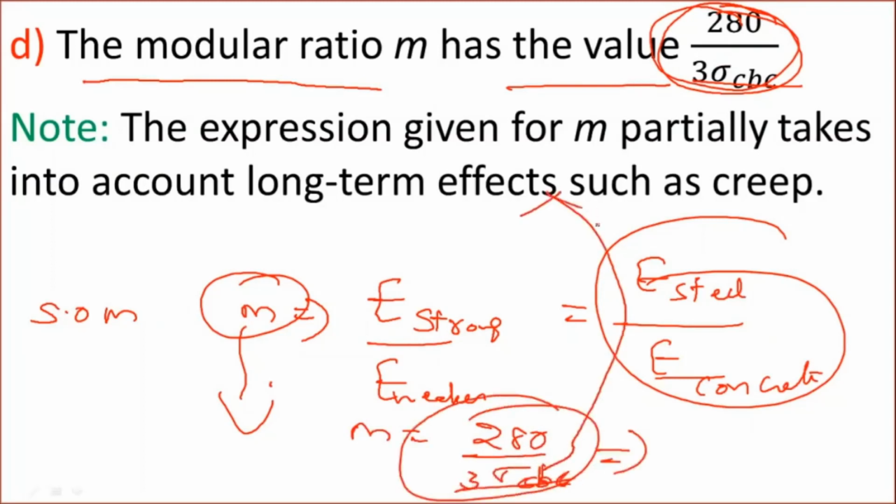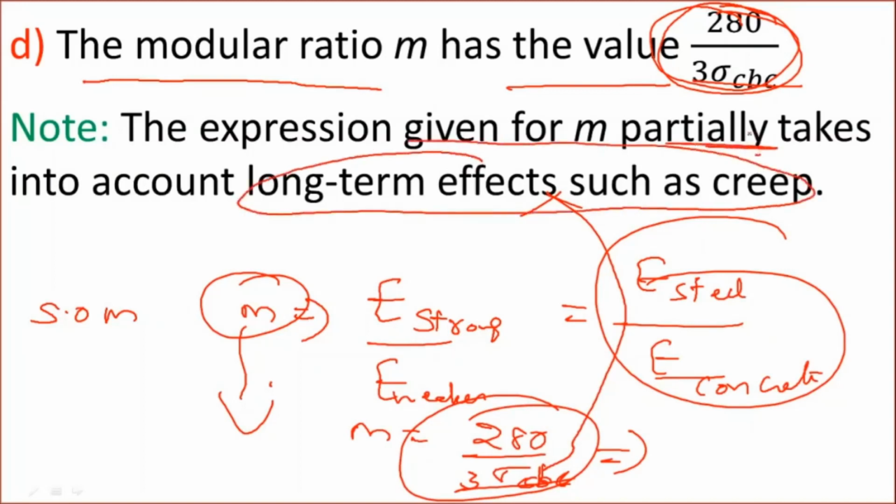The formula given in the working stress method considers the long-term effect such as creep partially. So remember that the formula m equal to 280 by 3 sigma cbc is given by considering the partial effect of the creep. So these are the 4 assumptions of the working stress method.